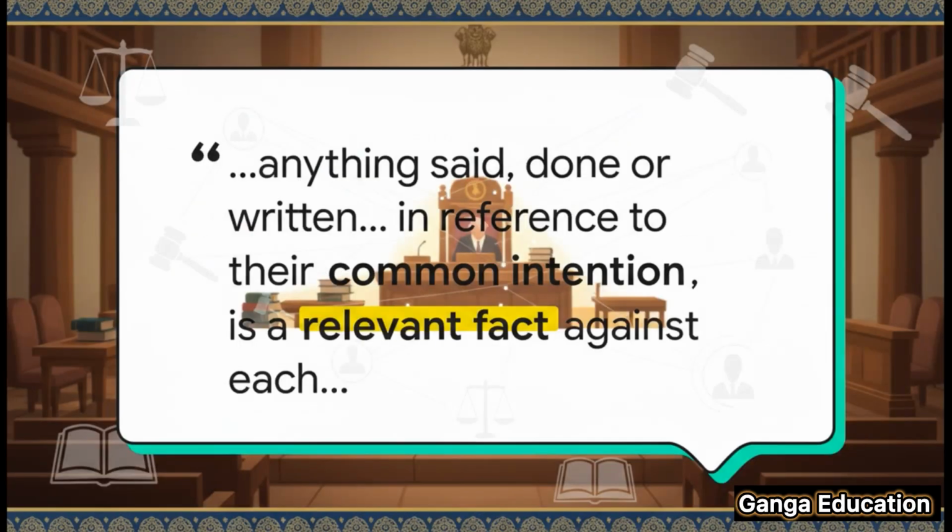Okay, let's look at the actual wording here. It says that once there's a reasonable ground to believe a conspiracy is going on, then anything said, done, or written by any one of them, as long as it's to push the plan forward, becomes a relevant fact against every single person involved. Now, this is a huge deal. Let's break down the 4 critical conditions that have to be met.